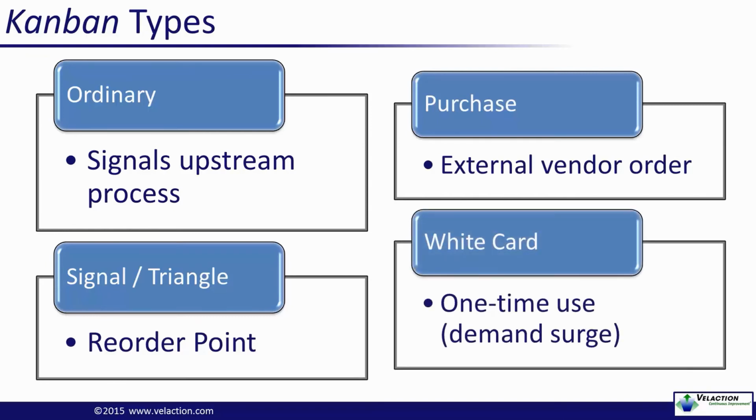And finally, you will see a white card. This is a special one-time use Kanban. It is not laminated and is thrown away rather than being recirculated. As you can probably guess, this card is used when you have a spike in demand or a special order that would break your normal flow of materials. These cards must be coordinated in advance so that everybody knows they are coming.